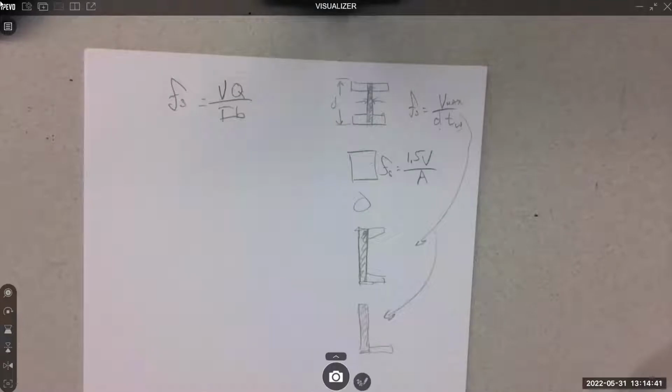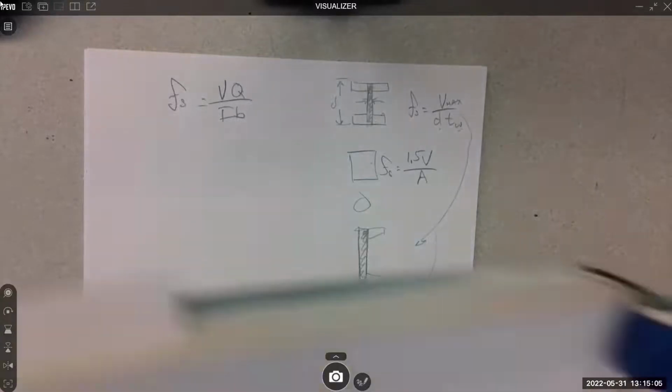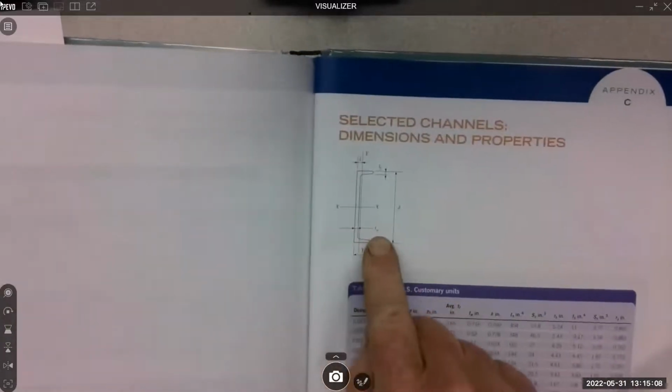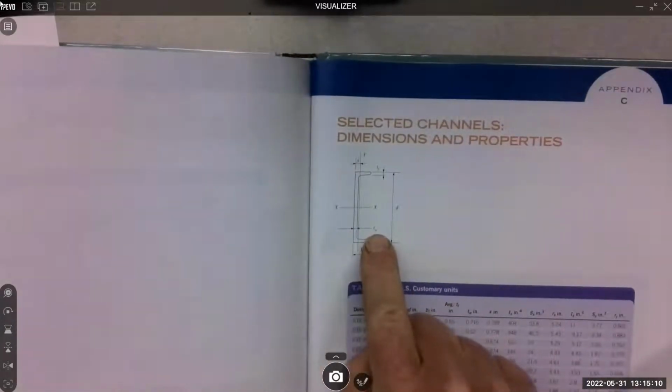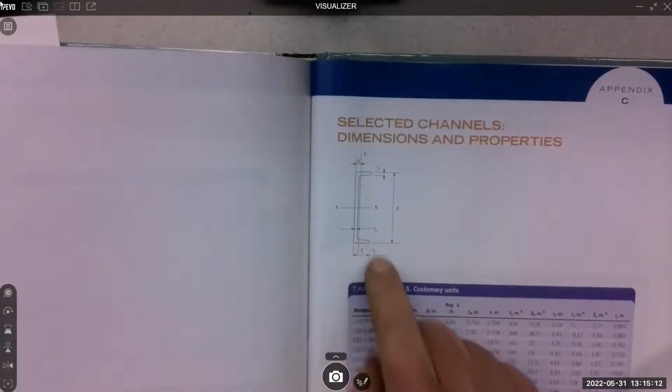On the L shapes, oh yeah, they give it to you in the designation. But they don't call it TW. They just say it's an L 6 by 6 by 1. That would be 1 thick for the L shape. So you'd have to go 6 times 1 to get the vertical web. The C shape, they do call it TW, thickness of the web. So they do call it TW here in the C shape.